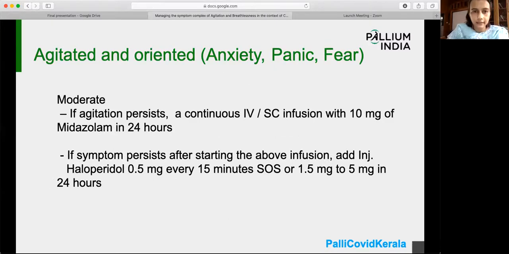Now, if the symptoms persist and they become moderate, so it worsens and the bolus dose is not settling, moderate delirium, moderate symptoms, and agitation persists, you start a continuous infusion, either IV or subcut, with 10 milligram midazolam over 24 hours. The patient is still oriented, so for moderate symptoms in an oriented patient you start with a benzodiazepine, but if the symptoms are still persisting after starting the infusion, then you can add injection haloperidol, 0.5 milligram every 15 minutes as needed, or 1.5 to 5 milligram in 24 hours. That can be added to the midazolam infusion.